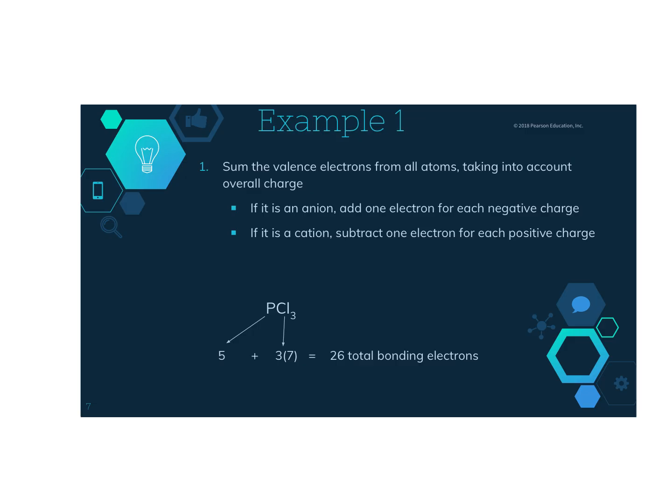So for the first example, we'll look at PCl3. Step 1 is to sum up all the valence electrons in the atoms, taking account for overall charge. So if you have an anion, you have to add an electron. If you have a cation, you have to take 1 electron away. That's the definition of positive or negatively charged. Phosphorus has 5, and since we have 3 Cls, Cl has 7. Since we have 3 of them, we have to do 3 times 7. So we have 26 total bonding electrons in PCl3.